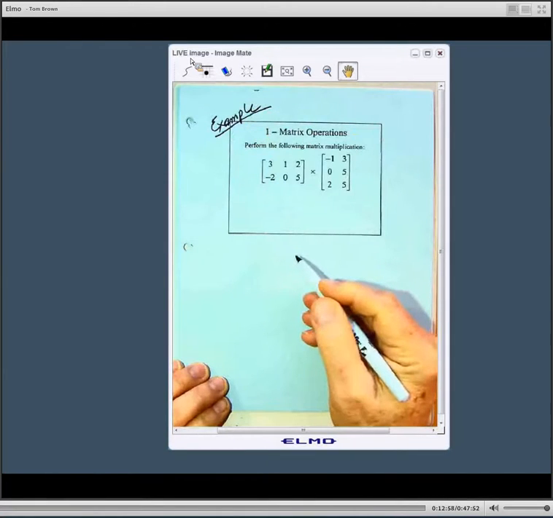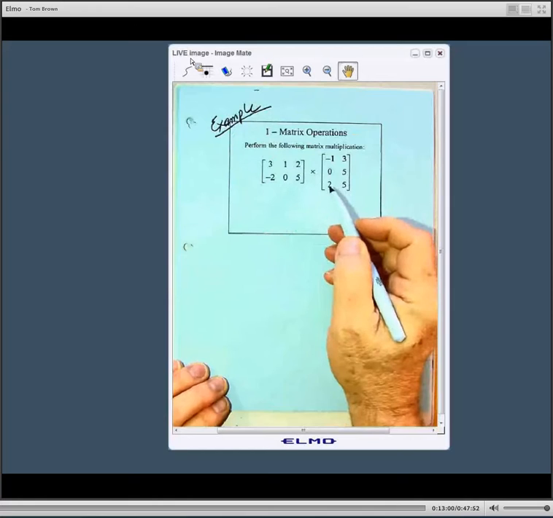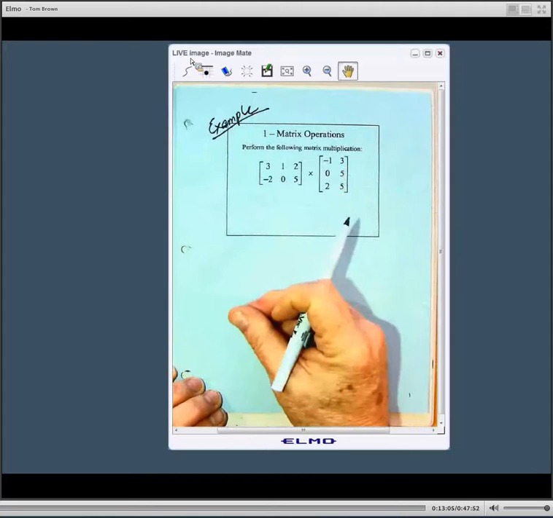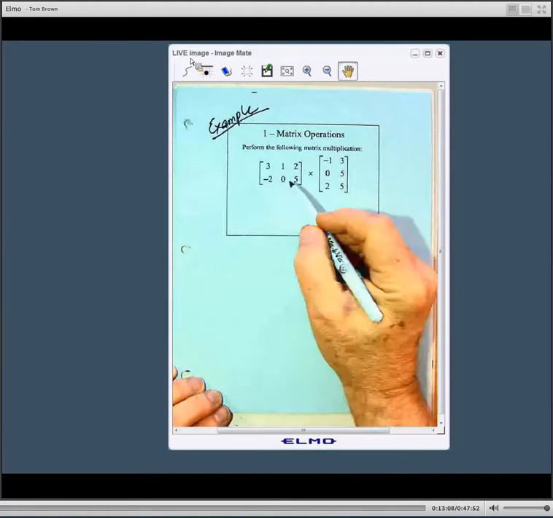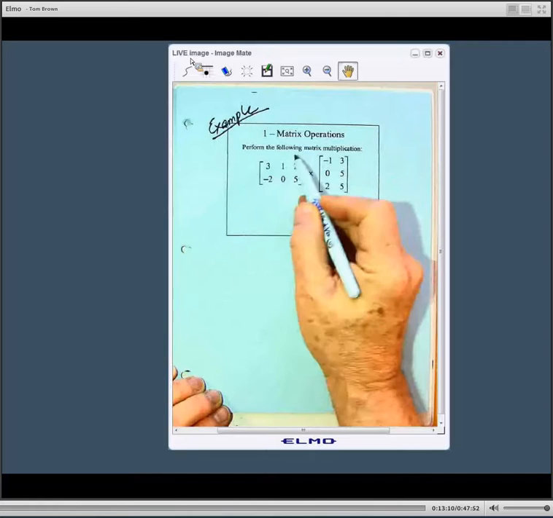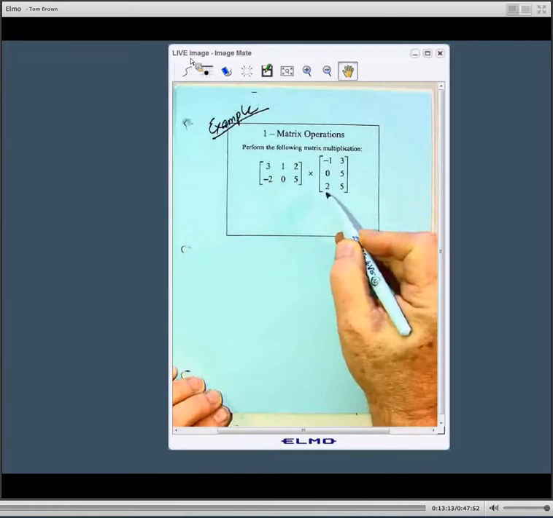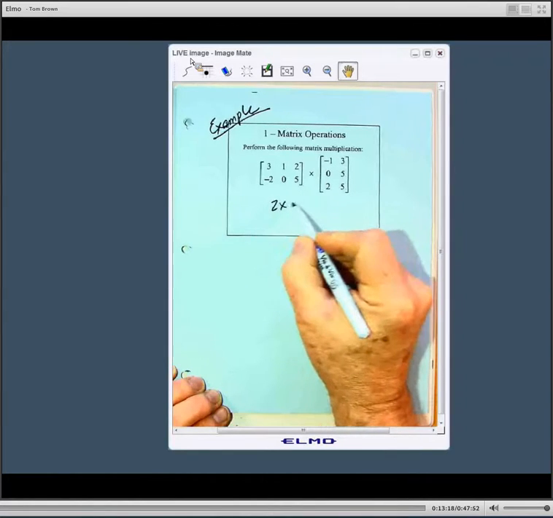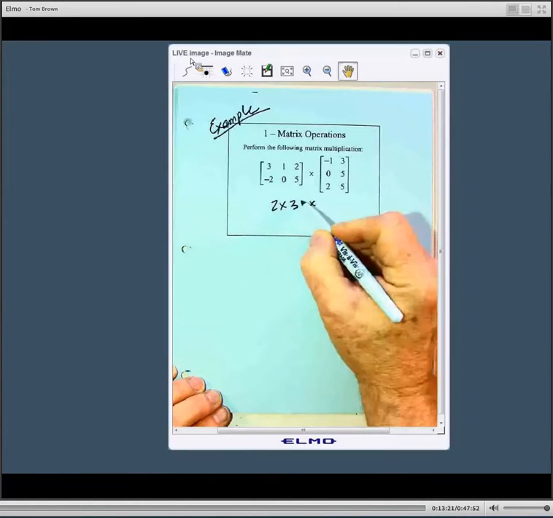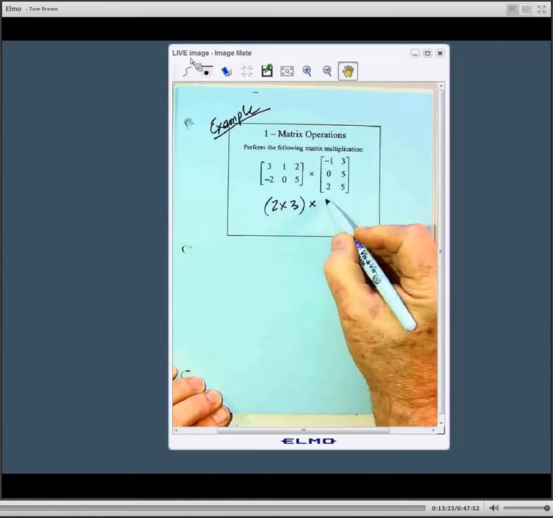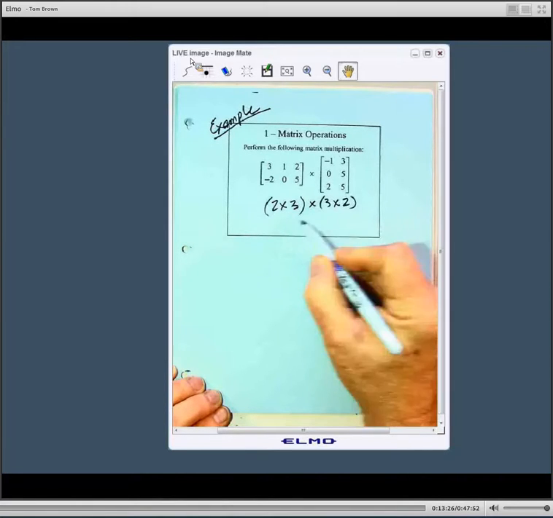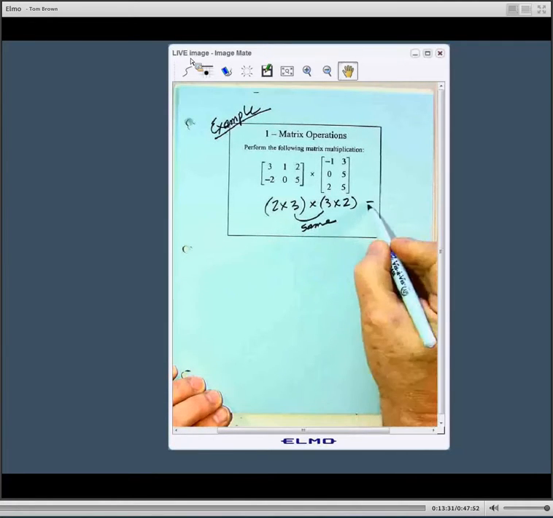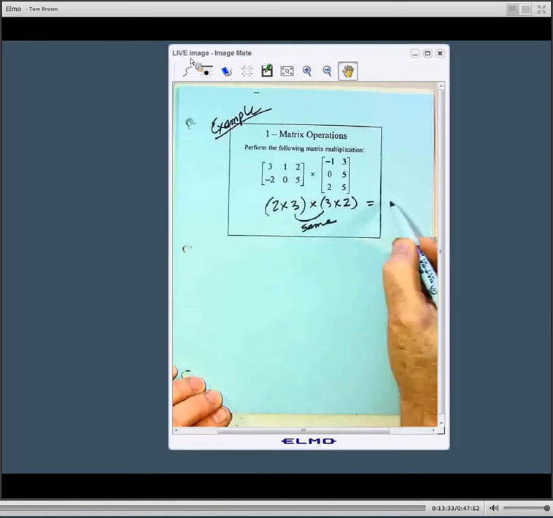Okay, perform the following matrix operation, which of course addition and subtraction would be pretty easy. So this is typically what you're going to probably have: a multiplication, and I don't think you'll have to check to see. We've got here 2 rows and 3 columns, 3 rows and 2 columns. So again, we've got a 2 by 3 times a 3 by 2, and these are the same, so we're okay. And what we'll end up with is a 2 by 2.